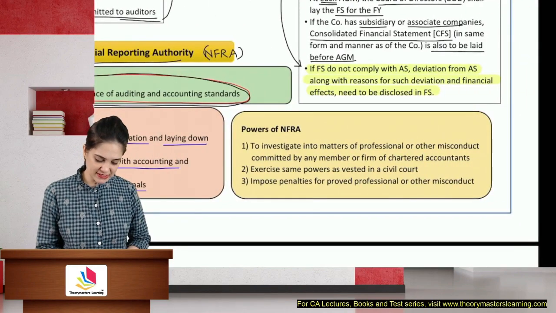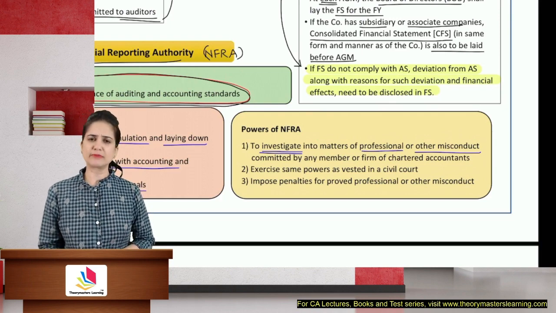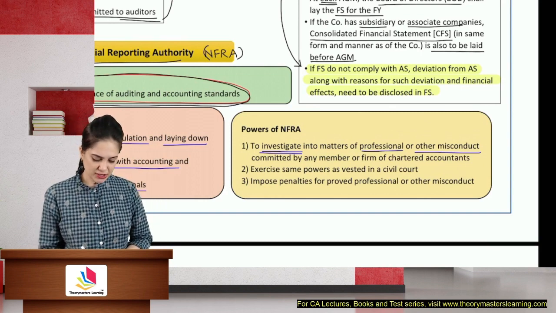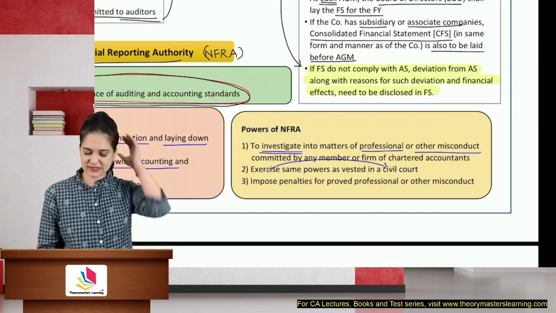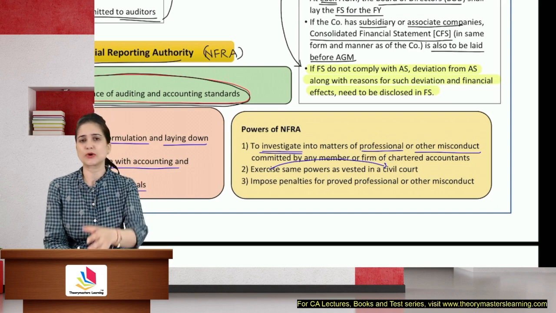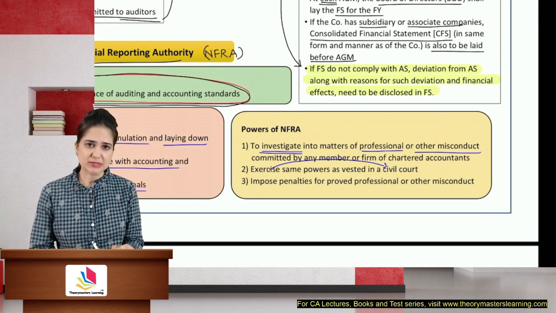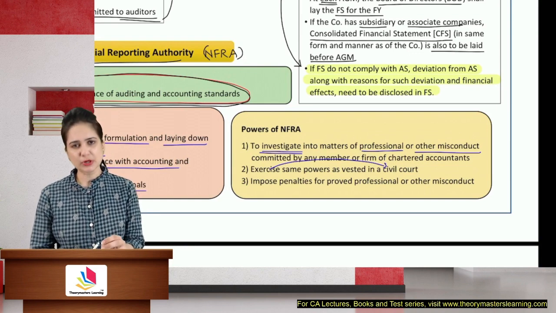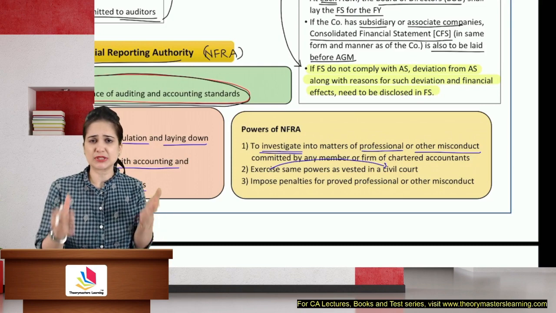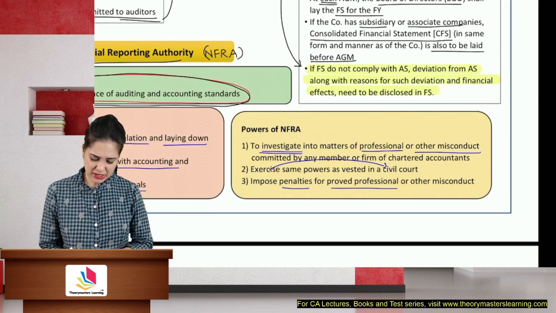Powers of NFRA: to investigate into the matters of professional or other misconduct committed by member or firm of chartered accountant. So apart from the ICAI, even NFRA can initiate action. They will exercise the same power as it is vested in the civil code. Civil code means that they can blame you for damages caused by your conduct as an auditor. So any authority or person that has suffered damages because of your wrongful statement or report, yes, then NFRA will impose penalty on the individual. They will be forced to pay damages, the individual or the firm of auditors. They will impose penalty for proved professional and other misconducts.